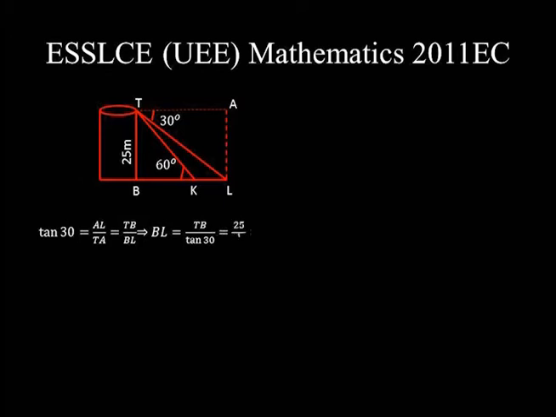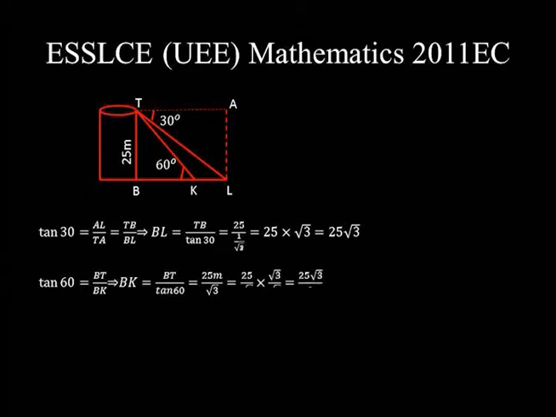which is TB, given as 25, divided by tan 30, which is 1 over root 3. Multiply both the numerator and the denominator by root 3 to make the denominator 1. That's 25 times root 3, which is equal to 25 root 3. Tan 60 is equal to BT over BK. This implies BK is equal to BT over tan 60, which is BT, given as 25, divided by tan 60, which is root 3. Multiply both the numerator and the denominator by root 3 in order to rationalize the denominator. That's 25 times root 3 is 25 root 3. Root 3 times root 3 is 3.